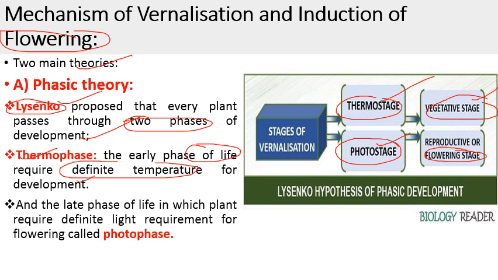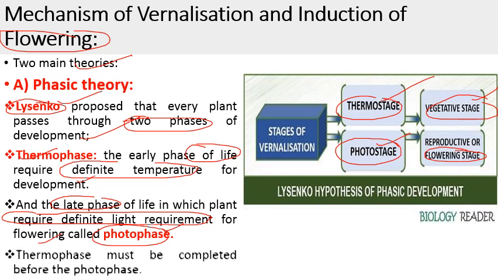Then it is followed by the photophase, the late phase of life, in which the plant requires definite light for flowering. This phase is known as photophase. So thermophase must be completed before the photophase. So plants first complete the thermophase, meaning they grow vegetatively. After that they are followed by this photophase, which initiates the flowering process. So this is the phasic theory given by Lysenko.